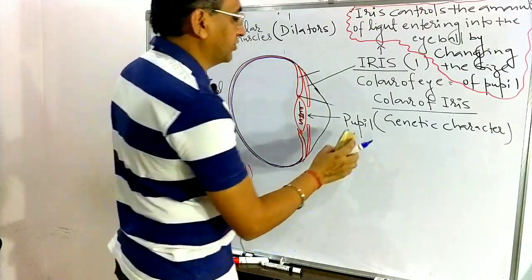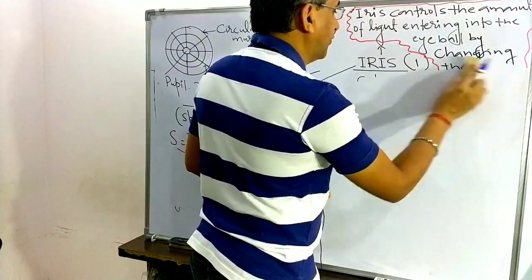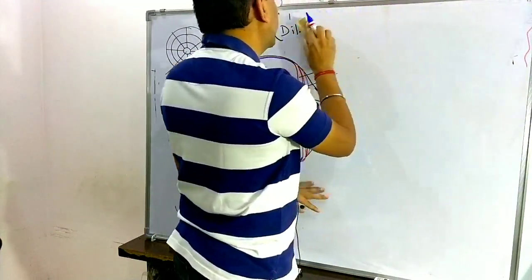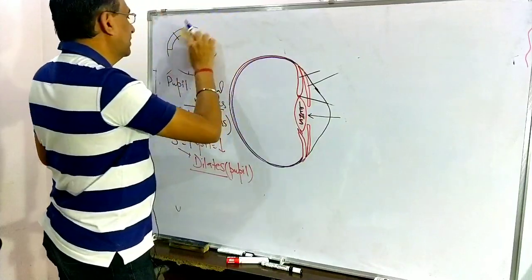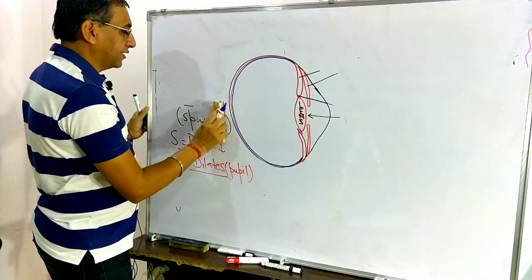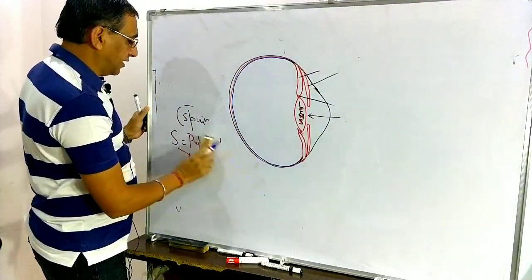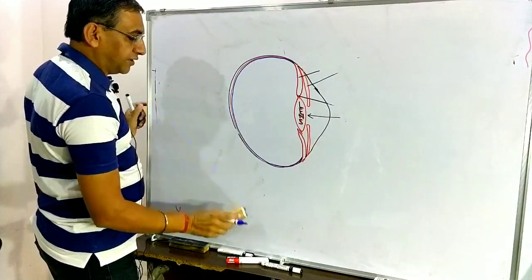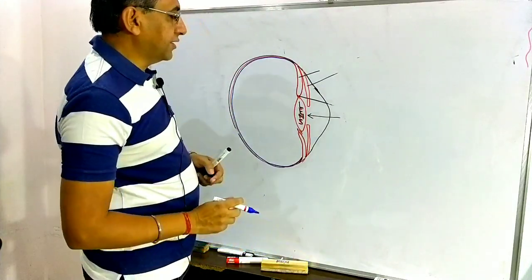So now we are going to discuss the retina. Before starting the retina, remember that the retina is the innermost layer, and it is the incomplete layer of the eyeball. It is also known as the nervous coat.